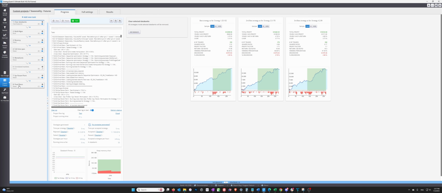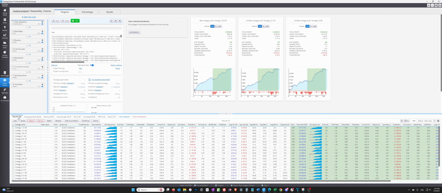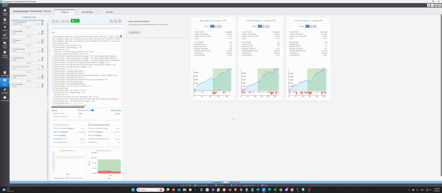So this is kind of misleading. This best strategy so far is really not the best strategy after it's gone through all the filters. And so the first step is to just clear the data banks, clear all of these, just so that it's not using any strategies from the prior run.